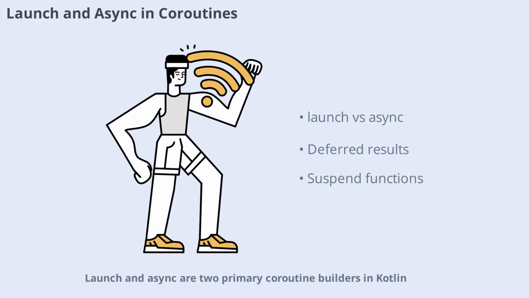Launch and async are two primary coroutine builders in Kotlin. Launch is used for fire and forget tasks, while async returns a result via Deferred. Knowing when to use each and how they differ in terms of lifecycle and error handling is important for interview success. Be prepared to explain suspend functions and how they integrate with these coroutine builders.